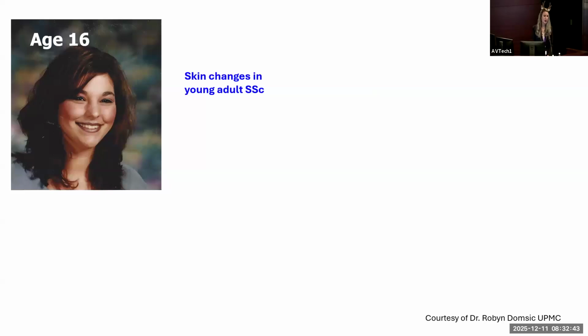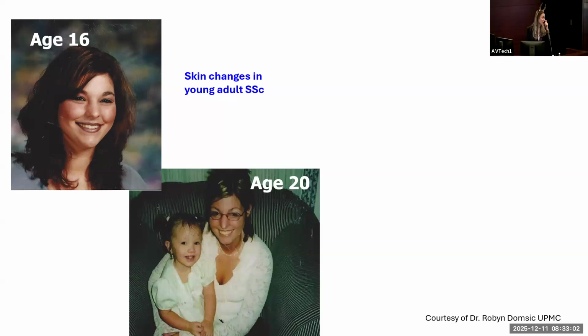I wanted to show you what they see in adults. This is one of my colleagues, Robin Domsick's, patient, who actually had pediatric onset, but later pediatric, like 16 or so. Just so you can see what she looks like in her 30s. So this is at 20 years old, 4 years after that. At 16, you don't really see it too much. She might have a little bit of tightness, but you can't tell.